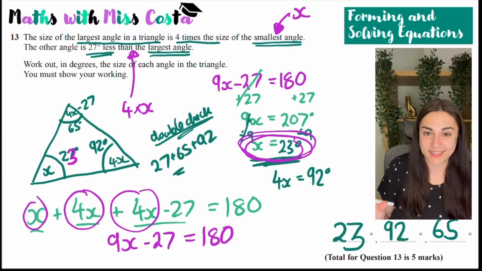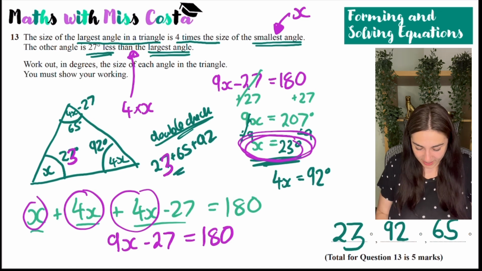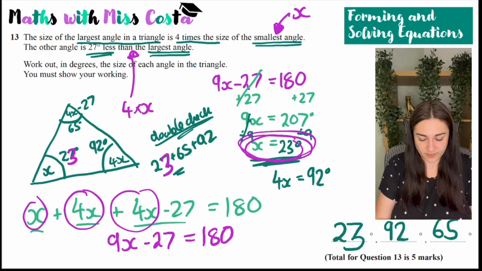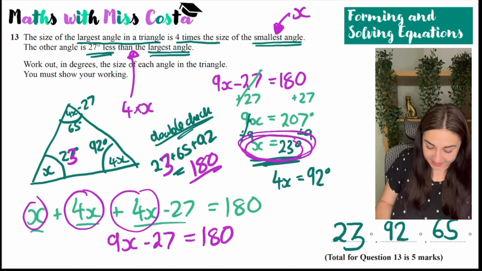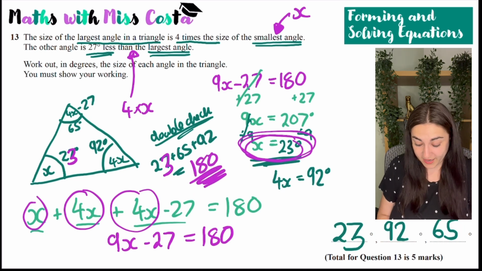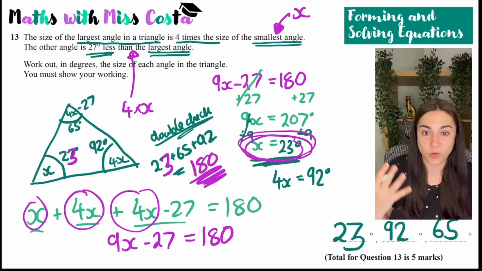Okay, so I just did a little error in writing that out. But now let's check 23 plus 65 plus 92 equals 180. So I have just demonstrated why it is very important to double check your work, because sometimes you just make little copying errors.